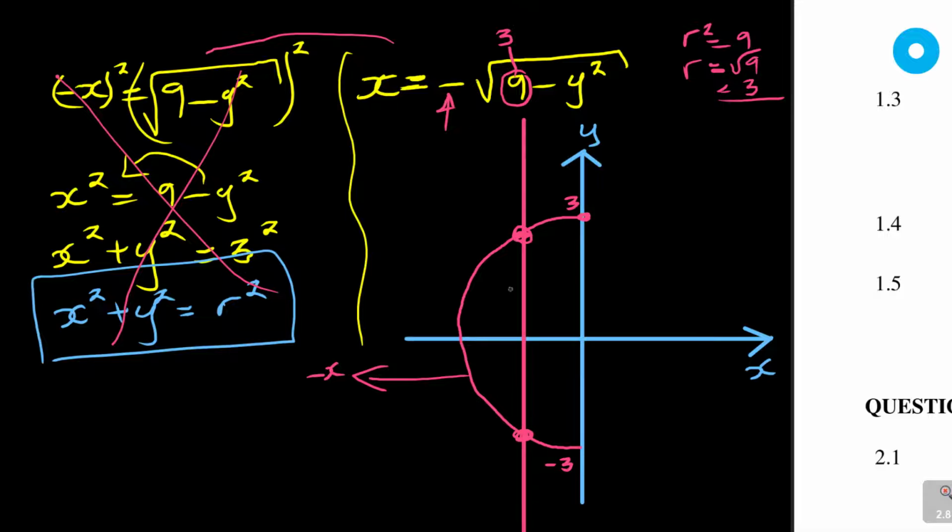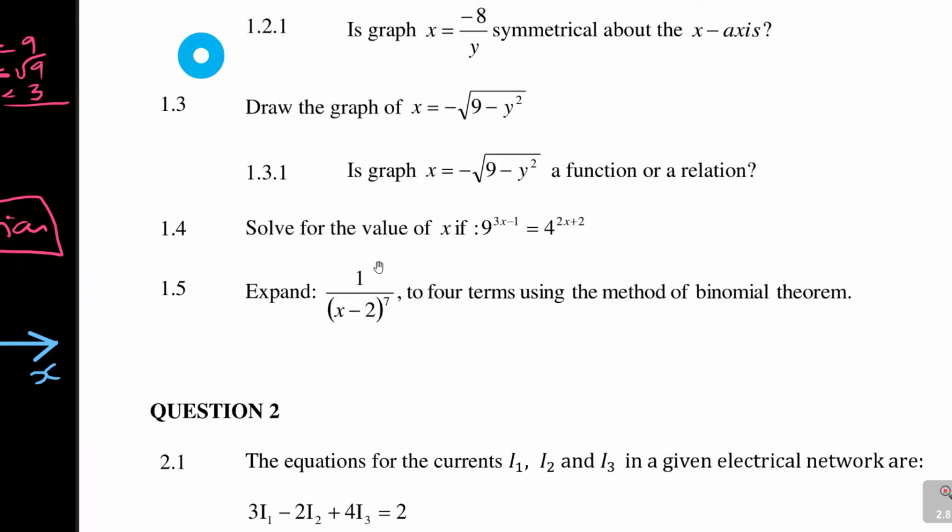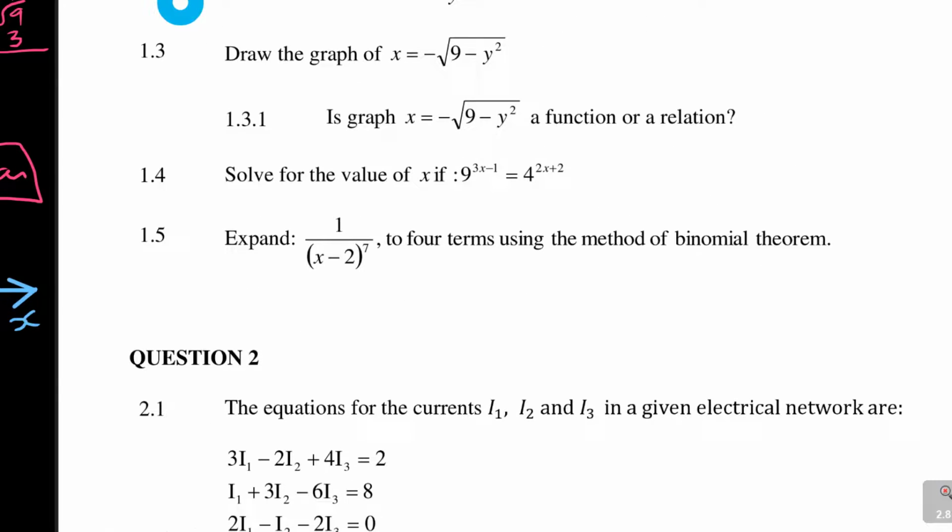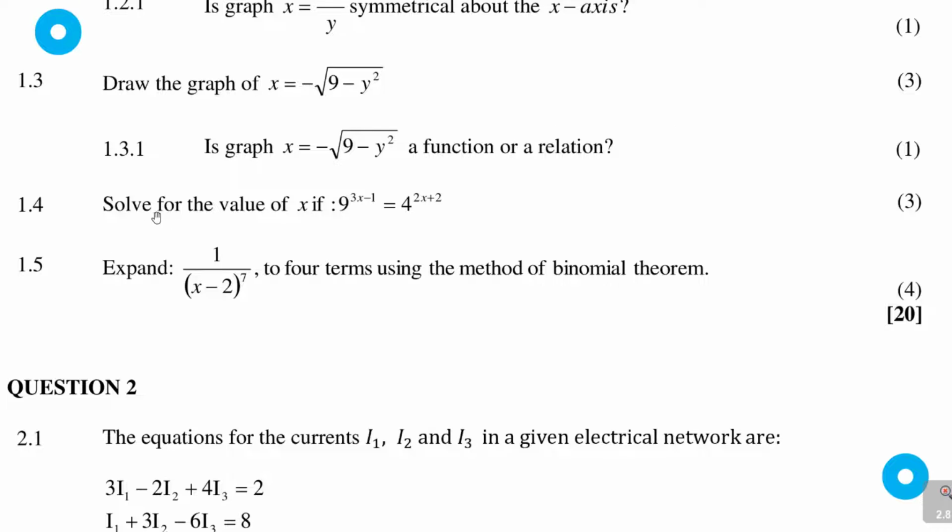One value of x, no, it's actually one value of x giving 2 values of y. If you see that, it's a relation. It's no longer a function. Actually, circles are relation graphs. They are not functions. Okay. And then let's erase there. Let's go to 1.4. Solve for the value of x.